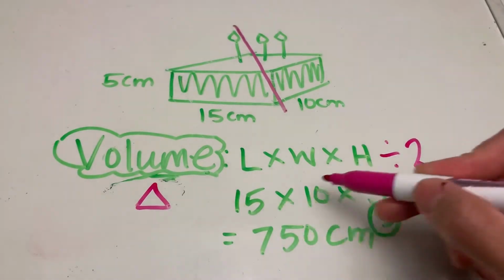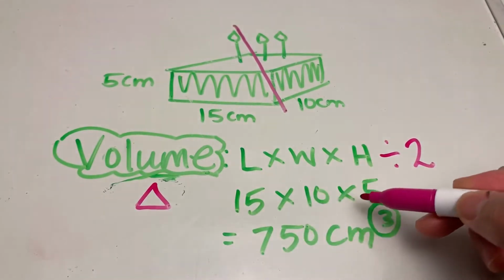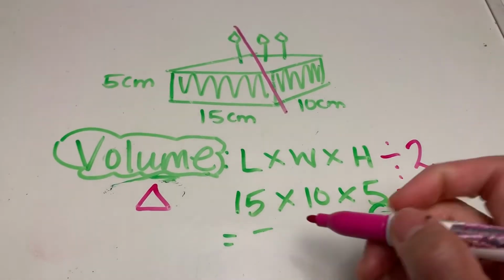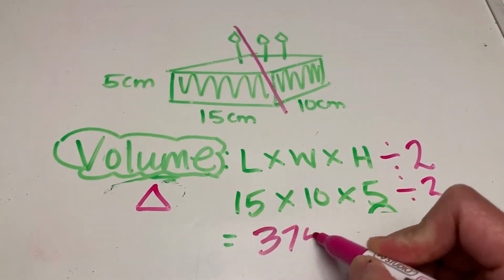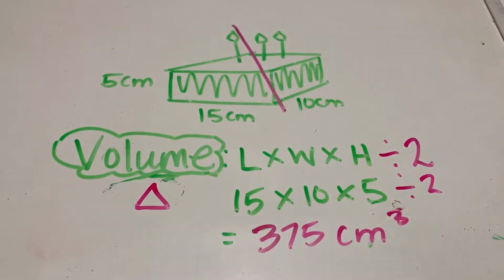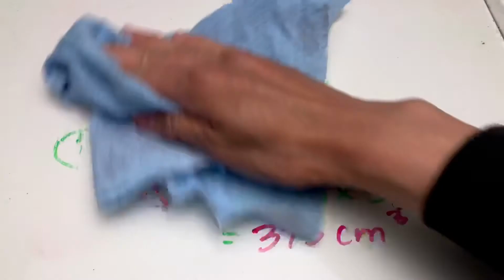So we would use the same dimensions here, 15 times 10 times 5. We're going to divide it by 2. And then my new answer would be 375 centimeters cubed. So it's pretty simple. I'm going to give you one more example from the textbook just to make sure that it's clear to you.